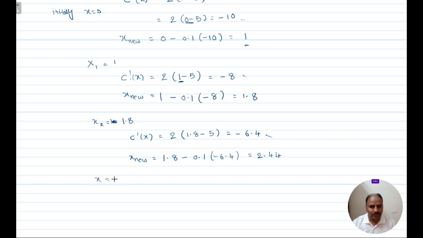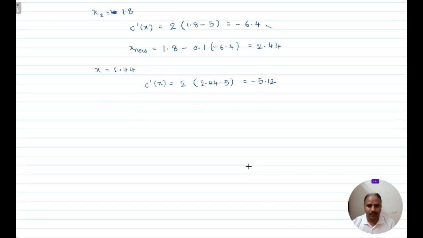The latest x is 2.4. Again, we have to substitute in the c dash of x: 2 of 2.44 minus 5. So this will give you minus 5.12. Already I have done this, so directly I am writing the answers. So x new is equal to old, 2.44, minus learning rate 0.1 and minus 1.2. The change gives 2.95.